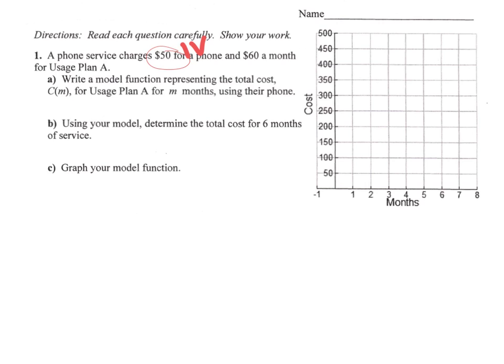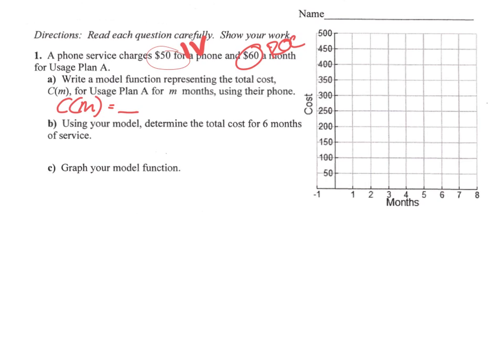All right, $60 a month. What do we call that? Our rate of change, so that's what's changing. A: write a model function representing the total cost, C of M, for usage plan A, for M months using their phone.